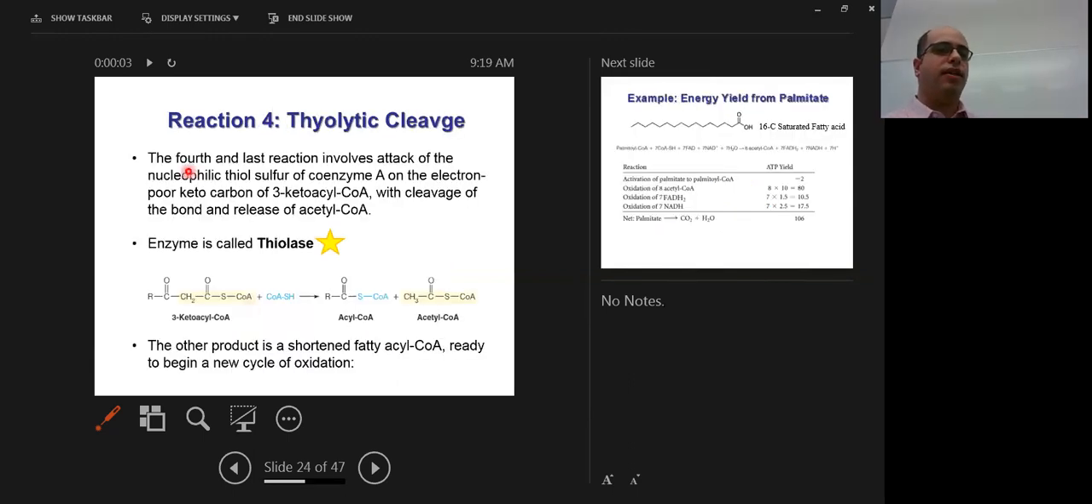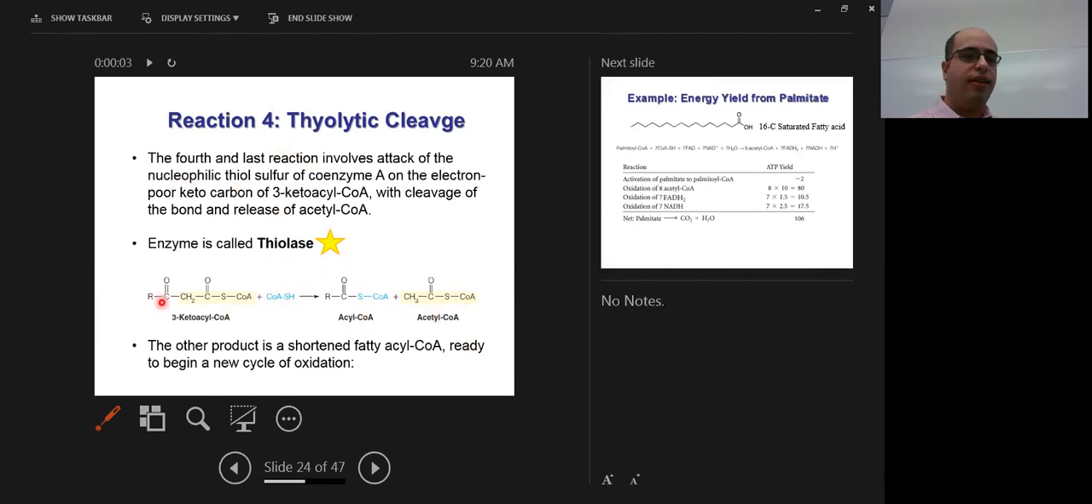And so now we're going to use an enzyme called thiolase to form thiolytic cleavage. So this is the last reaction of beta oxidation, and it is a nucleophilic attack by the sulfur on coenzyme A to the electron poor keto carbon of the 3-ketoacyl-CoA. So we will cause a release of an acetyl-CoA, and then we will have this new acyl-CoA being formed. So this enzyme is called thiolase. It's a unique reaction, and it will come up in some other pathways as well. So it's an important enzyme to remember.